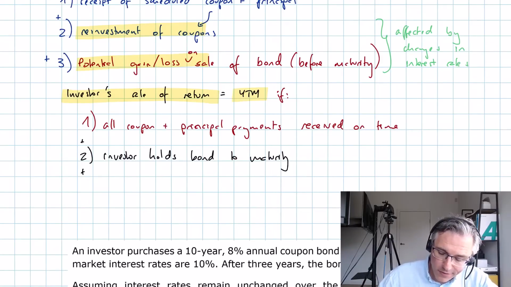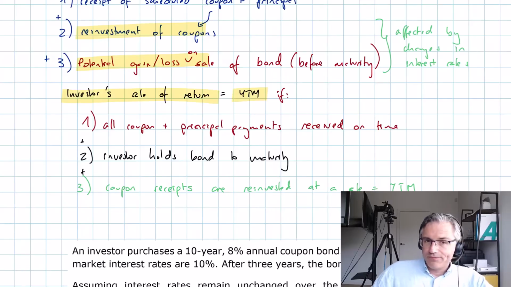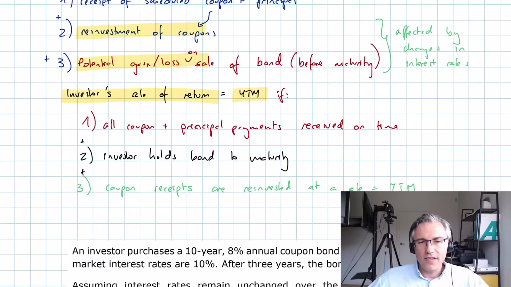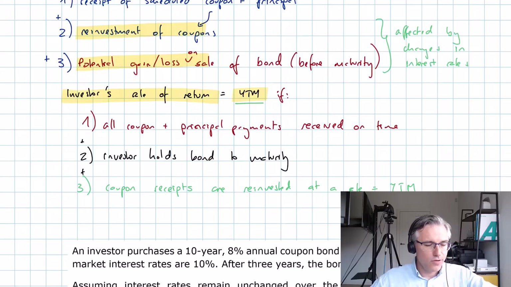And the third one, which is kind of the most tricky of them all to satisfy, the coupon receipts, the money received under the coupons, are reinvested at a rate equal to the YTM, right? And believe me, if this is the case, you will generate a rate of return equal to your YTM, or the bond's original computed yield to maturity.